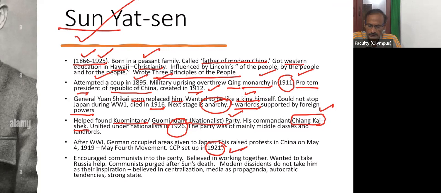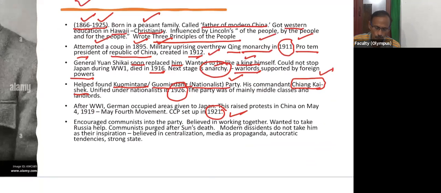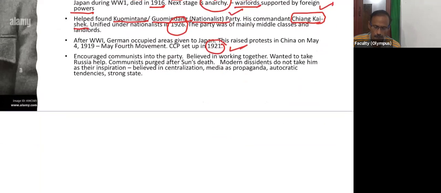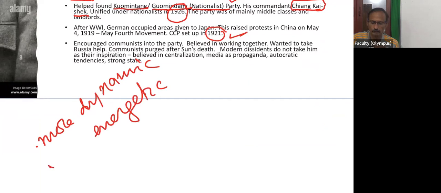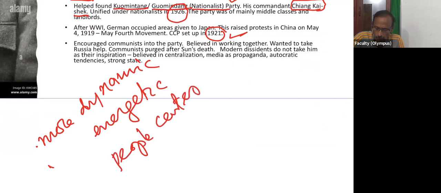Sun Yat-sen had a liking for the communists. He found communists more dynamic, more energetic, and more people-centered. So he wanted the communists to join the Nationalist Party.